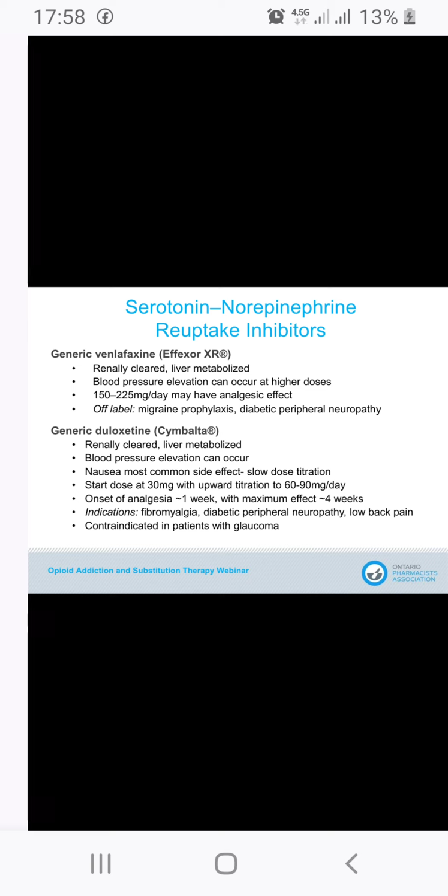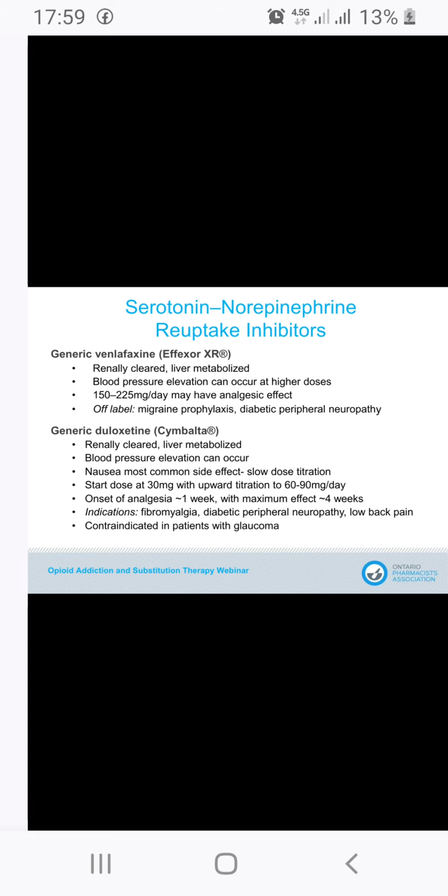So obviously patients that are using duloxetine for depression or anxiety, they may be using higher doses because that's with regards to depression and anxiety literature. But if it's primarily for pain, I don't target beyond that 60 to 90 mark. Relatively fast acting, so analgesic effect is usually seen about 1 week, and we see maximum effect in 4 weeks.